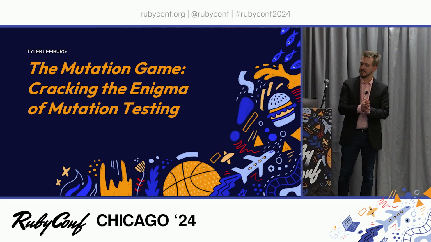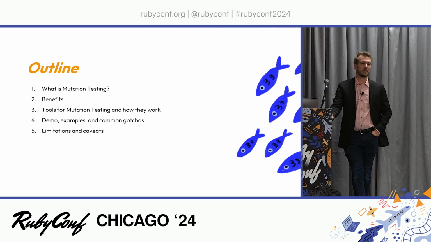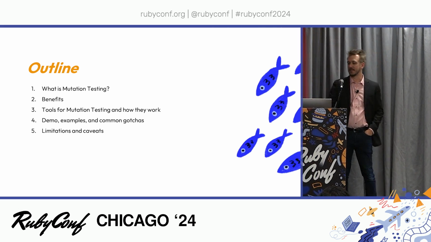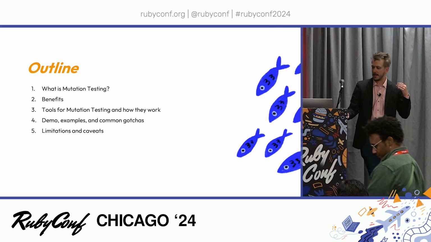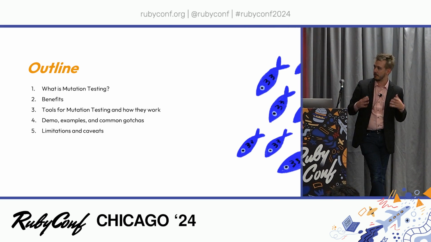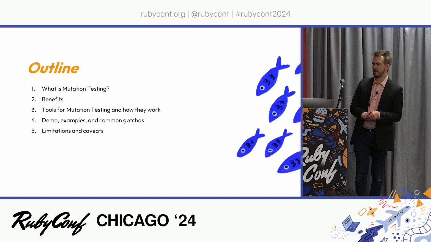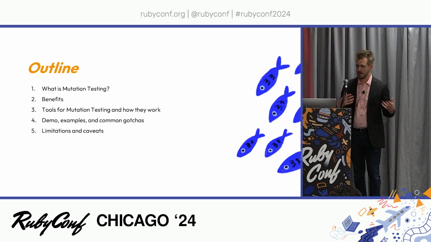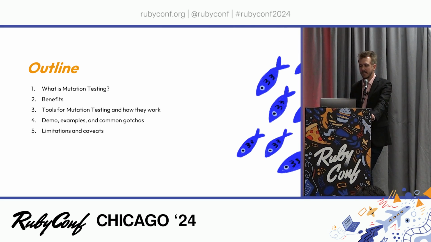So, all right, well, I can dig right in. We have an outline slide right now where I'll be telling you what we'll be talking about. First of all, what is mutation testing exactly? I'll tell you about the benefits of it, why use it, what it's good for. We'll dig into the tools for mutation testing and how those tools work, so I'll do a little bit of deep dive there. Then we'll have a demo, assuming we can get the technical difficulties worked out. I'll go through some examples, some common gotchas, show you how it can be awesome and frustrating at the same time. And then I'll talk about the limitations and caveats of mutation testing so that you can know if it's right for your code base and whether you should implement it at work or at home.